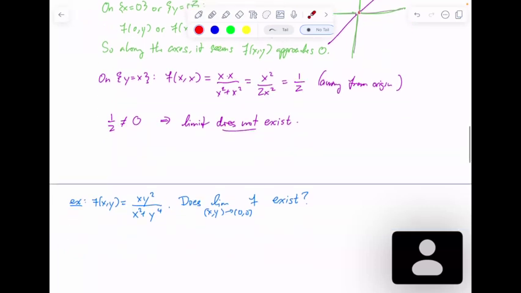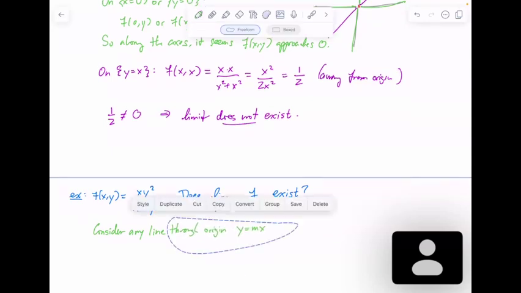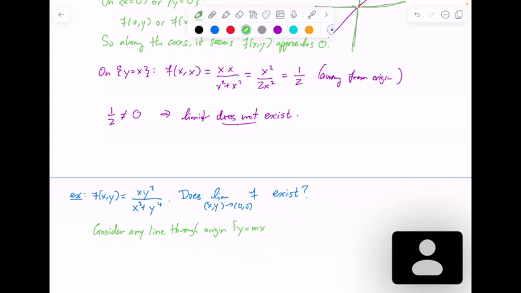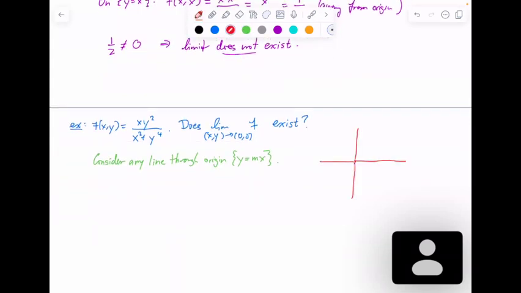So let's first consider any line through the origin. Any line through the origin, y equals mx. These all go through the origin and m is the slope. So if I plug in y equals mx into my function, what do I get?